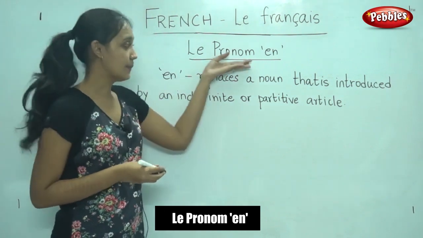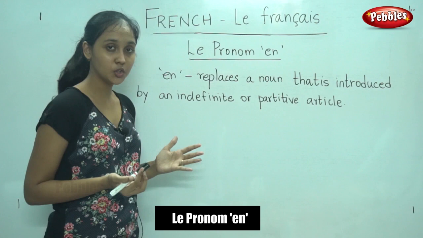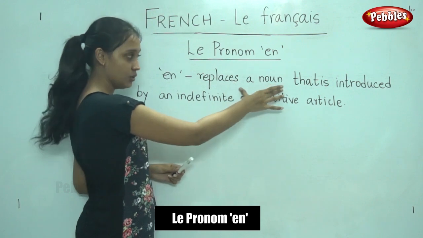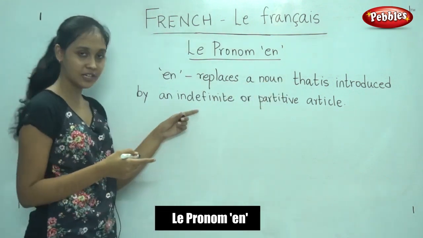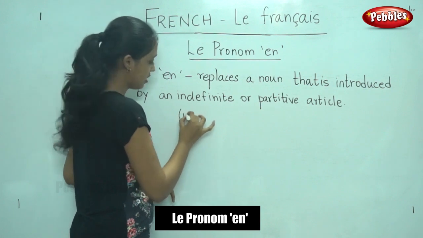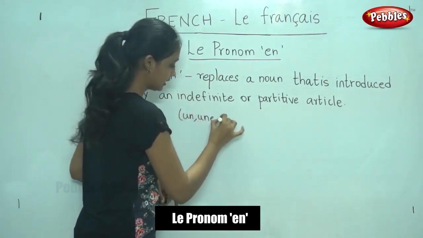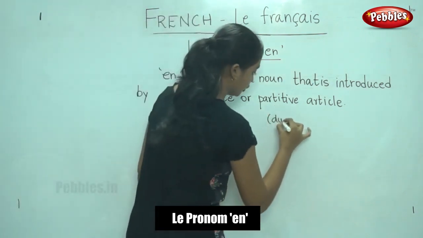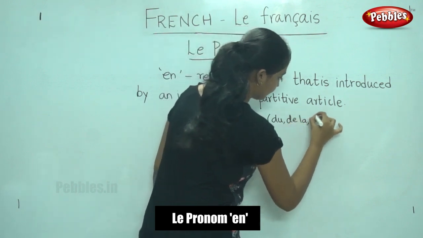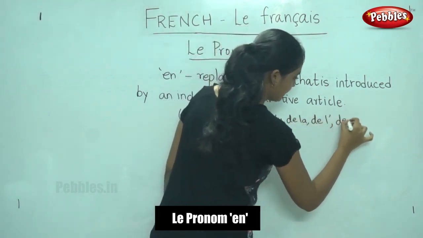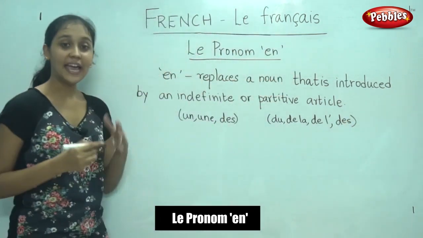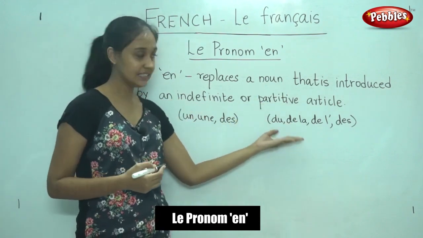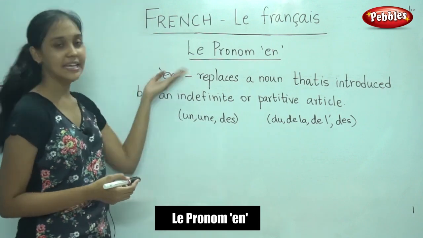So en is a pronoun. So normally what does a pronoun do? It replaces a noun. Now this pronoun replaces a noun that is introduced by an indefinite article. What is an indefinite article? It is un, une. And partitive article is du, de la, de l' and des. So any noun that is introduced by an indefinite article or a partitive article can be replaced using en.